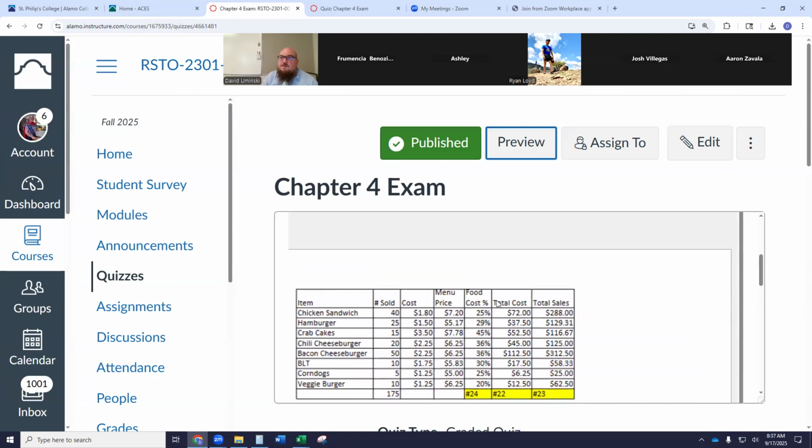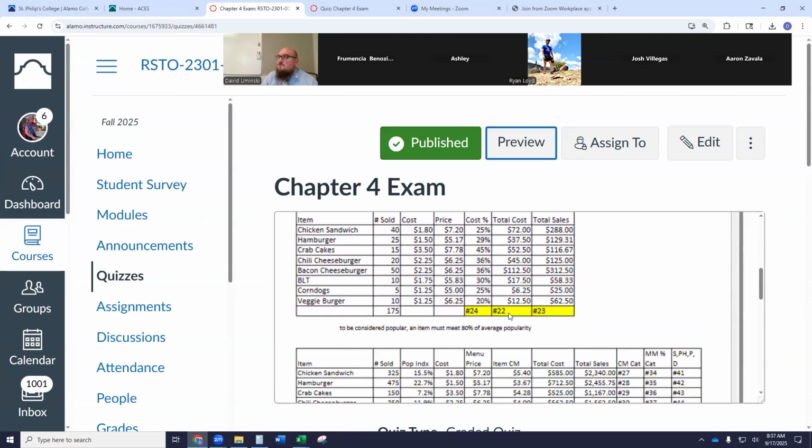Then we come over here, question 22. You're going to find the total cost. You're going to add up all of these costs. Question 23, add up all the sales. So then you can find the food cost percentage for number 24. We are not simply adding all these food cost percentages. We want to actually find out what the food cost percentage is. And to do that, we have to get the cost and the sales.